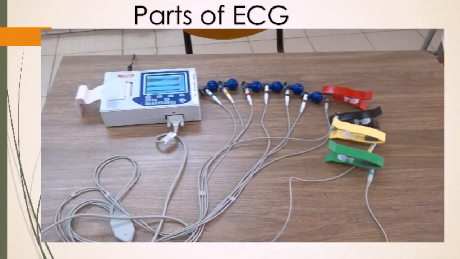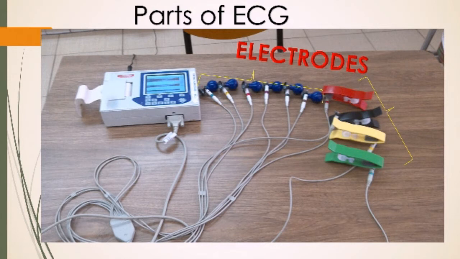Now let's see parts of ECG. This is our ECG. These are the electrodes, the ones placed on the patient's skin. Here is the screen. Below the screen we see the control buttons, and there is the printer of the ECG, and these are the electrode cables.